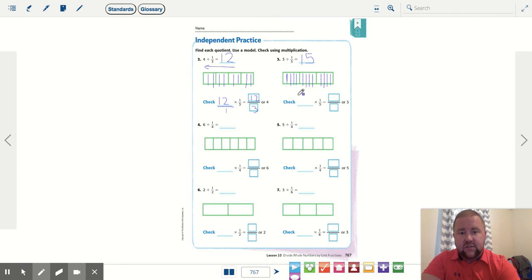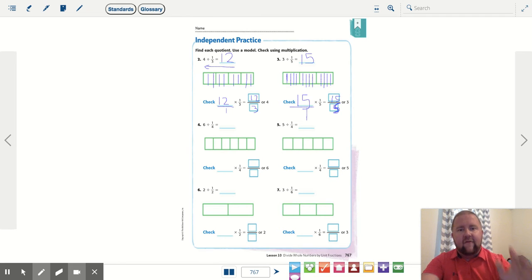Work backwards. 15 times 1/3 equals 15 over, sorry, over 5. Sorry. 15 over 5, which equals 3.